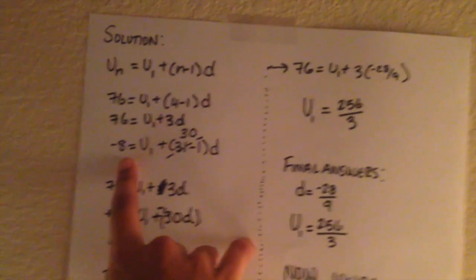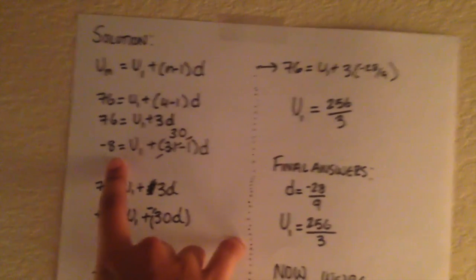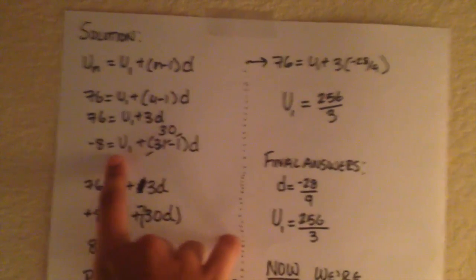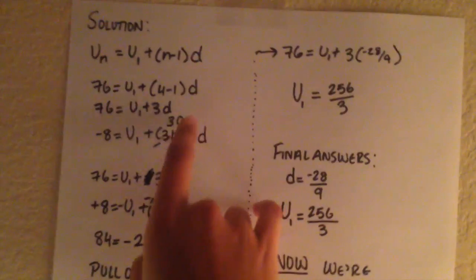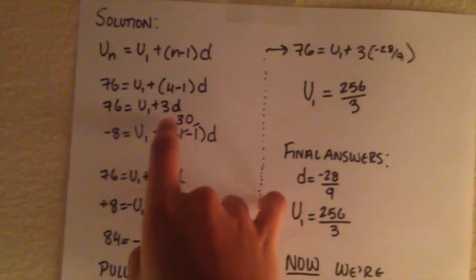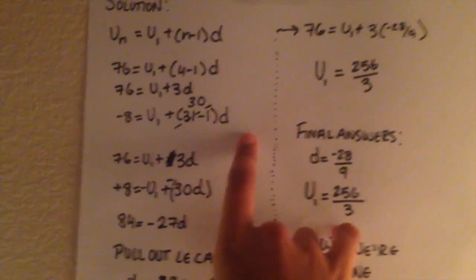Now you put in the second equation, which was u of 31 is equal to negative 8. So negative 8 is equal to u of 1 plus 31 minus 1 d. You just cross out 31 minus 1, you know it's 30, so 30d.